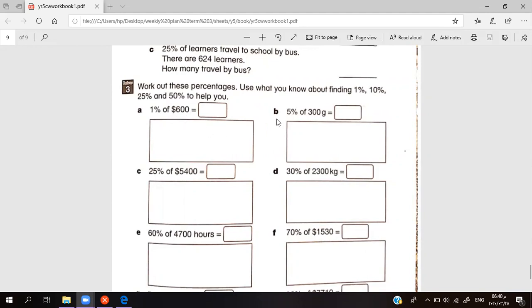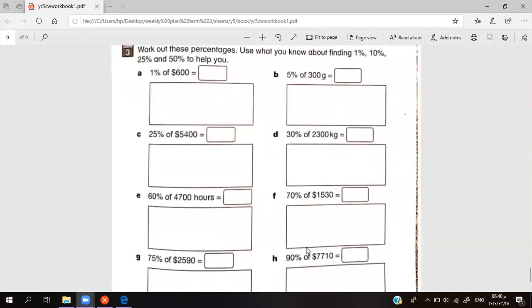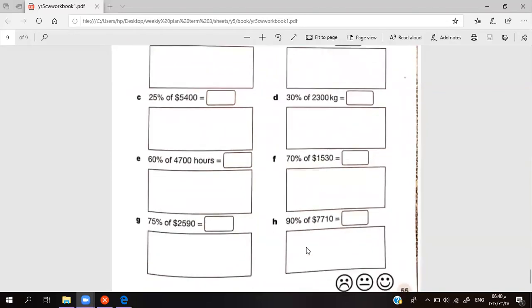That's easy. B, I need you to think how to do it. If you know, I need you to tell me the next time we come online. C is easy. 25% is 1 over 4, so I will divide 5,400 by 4. I need you to think about D, okay? And E and F, they need some thinking, okay? And G and H. If you know how to do D, you will know how to do E, F, G and H. It's the same way. Okay, so I need you to think.